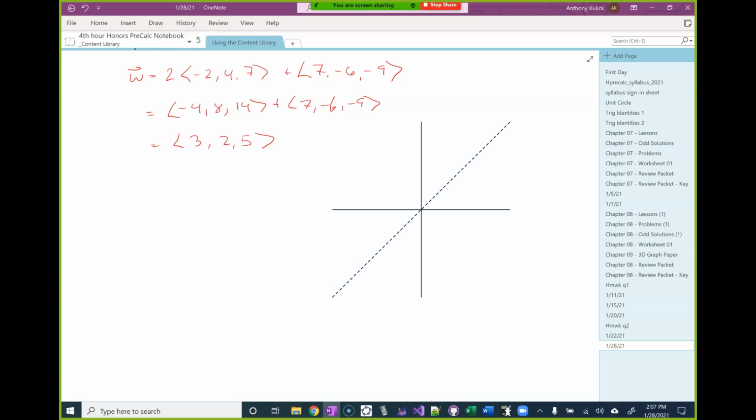How are we going to draw a vector in 3 dimensions? We're going to plot the point, and then we're going to draw the arrow from the origin to there. Here's our x, y, z axis. I'm going to put 3 tick marks on the x, 2 tick marks on the y, and 5 tick marks on the z. And as Ava's pointed out already, this is the same point that we graphed earlier.